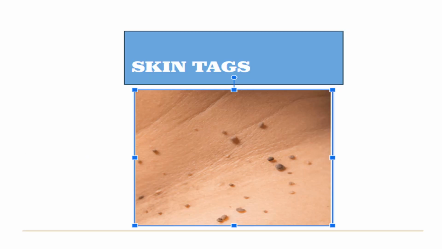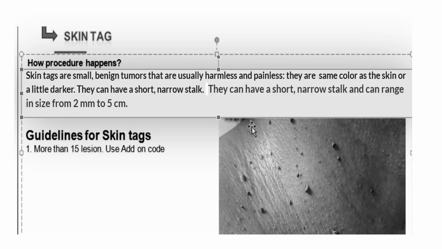Now the next important topic is skin tags. Skin tags are small benign tumors that are usually harmless and painless, and they are the same color as the skin or a little darker, and they have a short narrow stalk, and usually they can range in size from 2 millimeters to 5 millimeters or 5 centimeters. Now here there are only two codes, and the first code covers up to 15 lesions, and then there is an add-on code which talks about each additional 10 lesions.